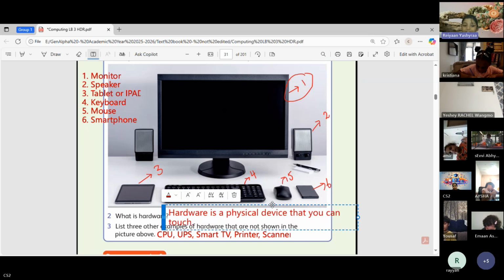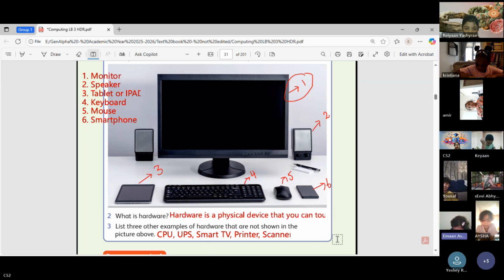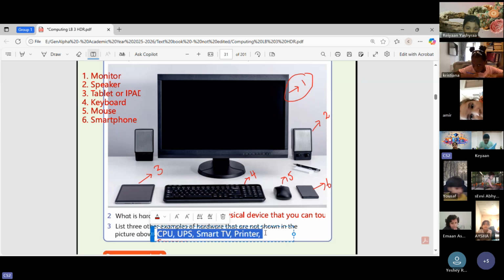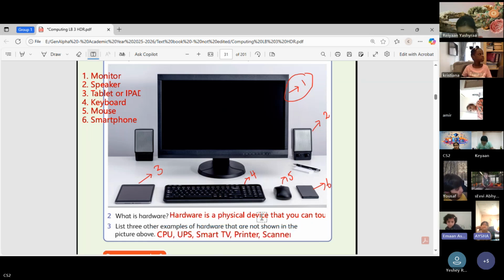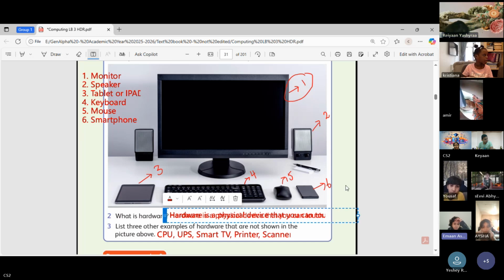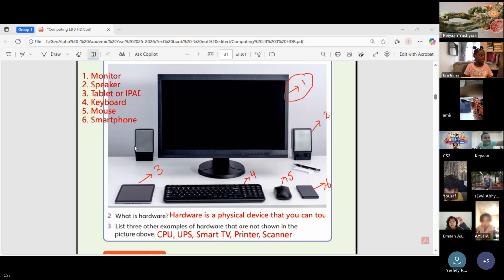1 minute. Teacher, I will write e-reader. Yes, that's fine. So you need to write 3 other hardware devices, okay? Clear? Teacher, I am done. Yes, done. Okay.